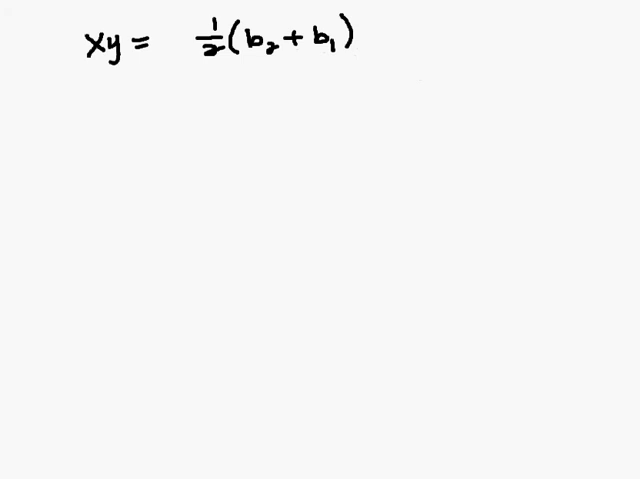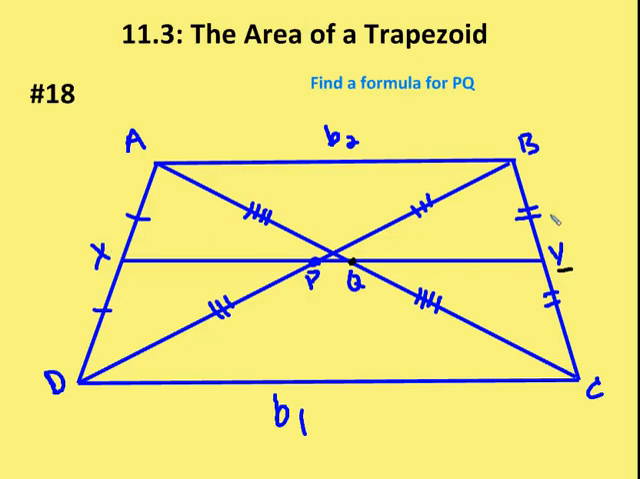So by definition of the median, I know that X is the midpoint of AD, Y is the midpoint of BC, XY is the median, so it's equal to half of AB plus BC, or base 2 plus base 1. Well, I also know that P is the midpoint of DB, and I know that Q is the midpoint of AC. So by the midline theorem, I know that XP is going to be half of AB, and also QY is going to be half of AB, or B2 as well.